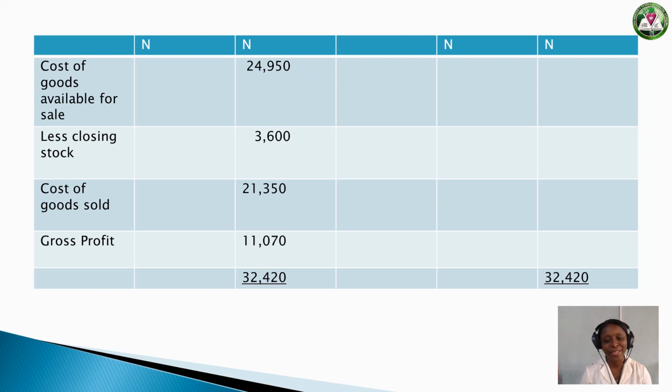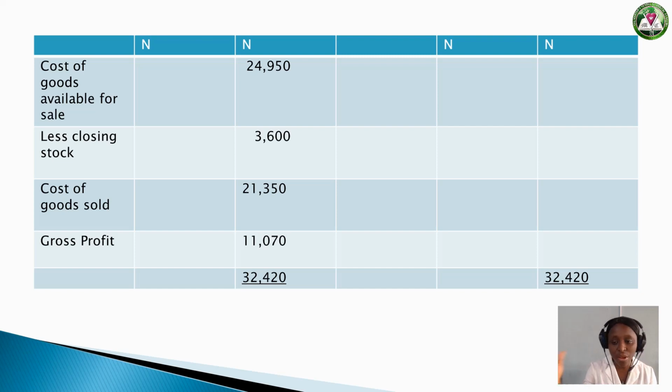21,350. That's good. Beautiful. That 21,350 is called what? What have you determined? Cost of goods sold. Very good. And now, I'm going to give you a reinforcement when you are back for answering this question. Thank you. Okay, you have taken note of all that concerns trading account.